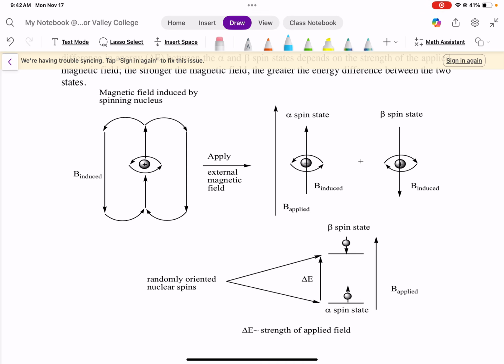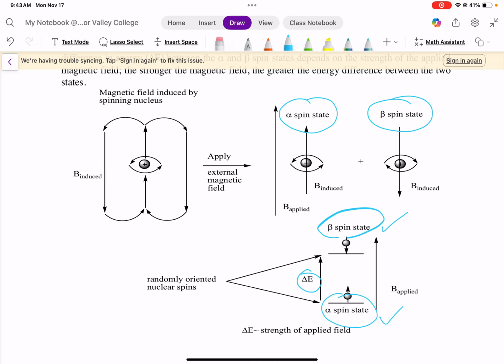It's got two different spin states, the low energy one and the high energy one. So let's think about the alpha spin state and beta spin state. Let's say alpha is low energy and beta is high energy. When the nucleus is in the alpha spin state and absorbs just enough energy, it will switch to the beta spin state. That's a simple way to look at it, right?